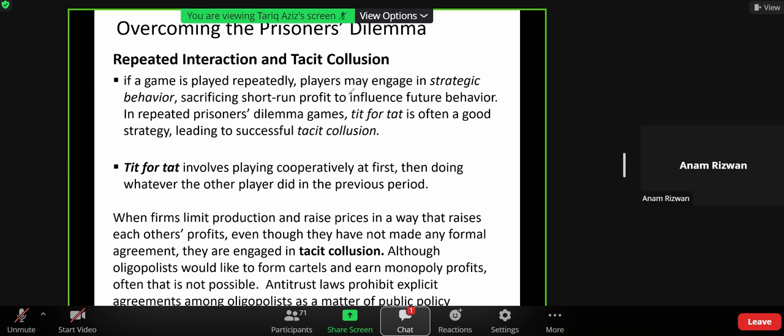Can you please explain this tacit collusion again? There's some confusion.